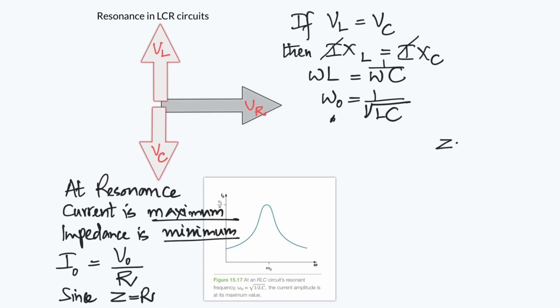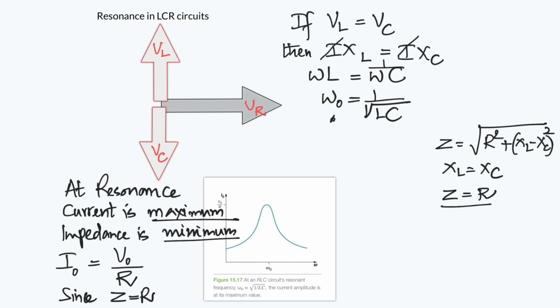All right, so that's what I've written here. And once again, impedance is given by this formula as we saw before. And when these two become equal, they cancel out, so you get a 0 here. And then when you take the square root of R squared, you get an R.